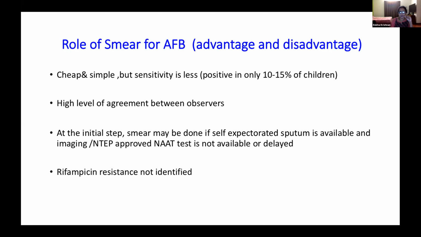But still we are using that. If the NTEP approved NAT is not available and chest X-ray is not available, then well and good, you can use smear. And at that too, if the patient can expect a sputum, then you can very well use smear.